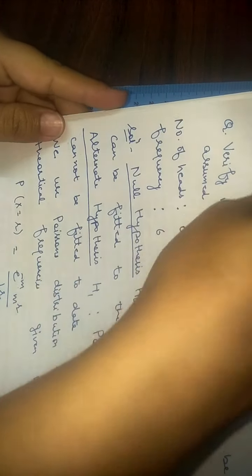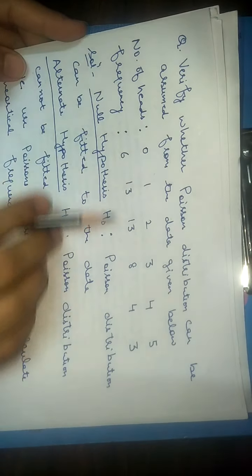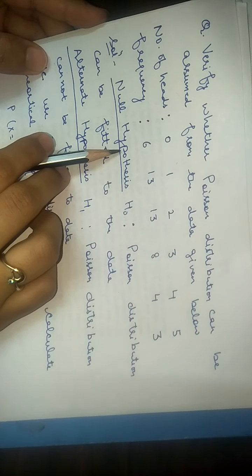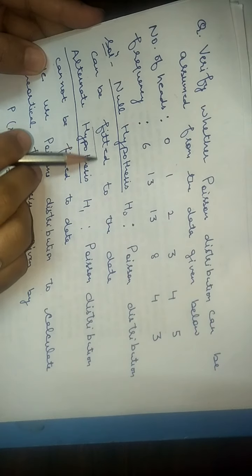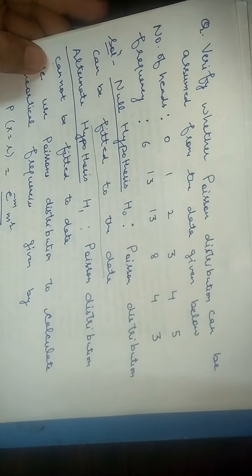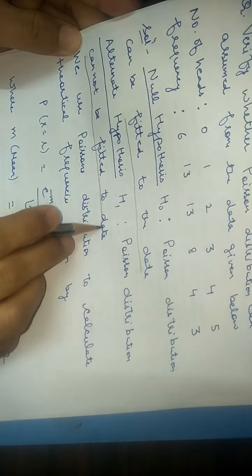Next, verify whether a Poisson distribution can be assumed from the data given below. Number of heads and frequency. This is given in the statement. Next is the null hypothesis H0: the Poisson distribution can be fitted to the data. We take it as our null hypothesis. Next is the alternate hypothesis H1: the Poisson distribution cannot be fitted to the data.